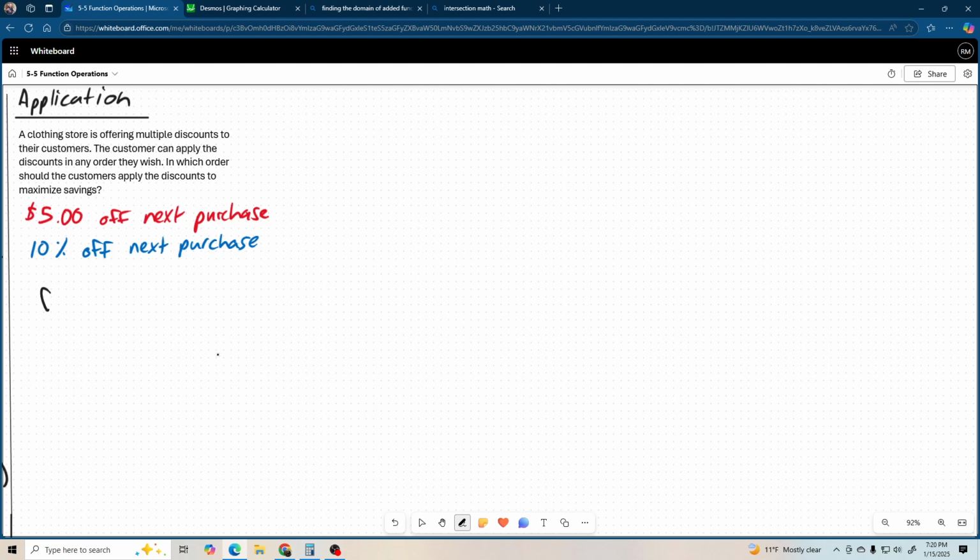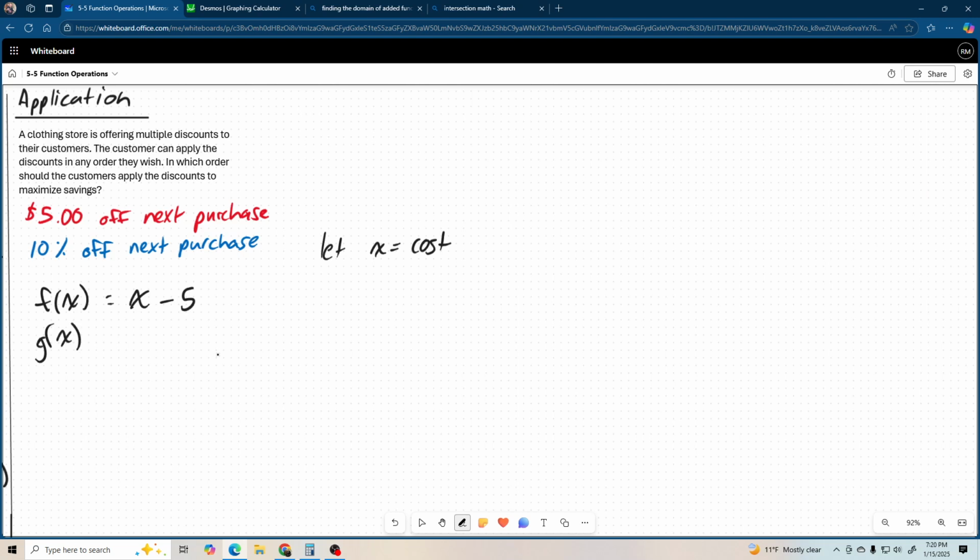In other words, our original discount, f of x, is just going to be the cost, right? If we let x equal the cost, well, then what would f of x be? f of x is going to be our cost minus $5, right? Make sense? Okay.